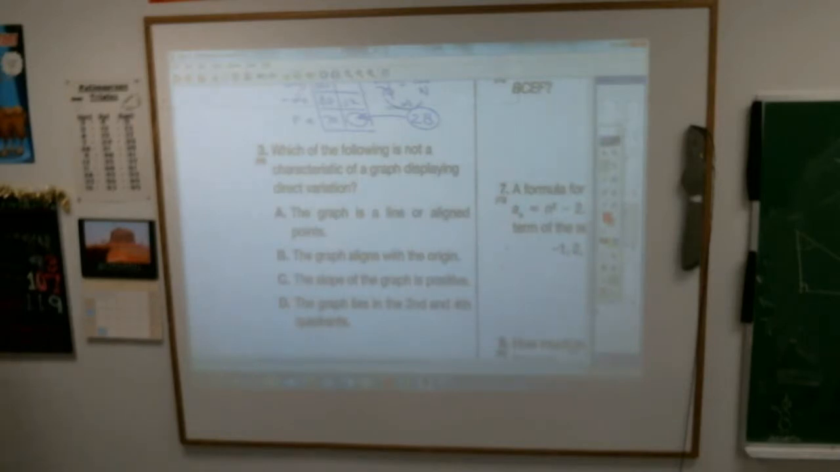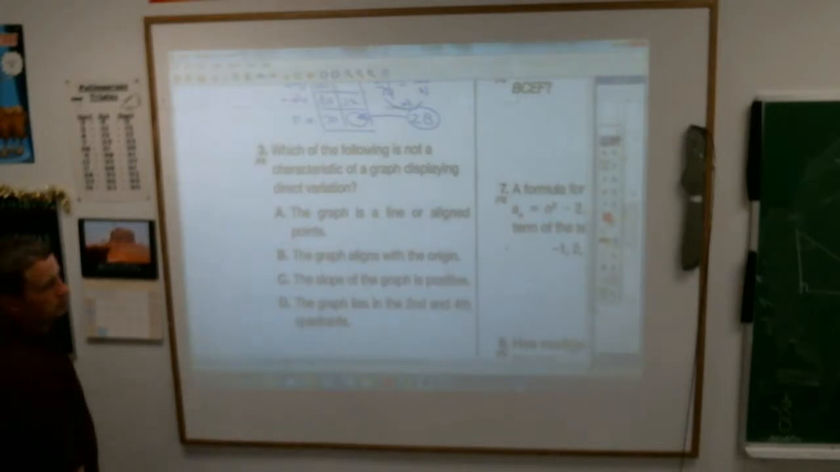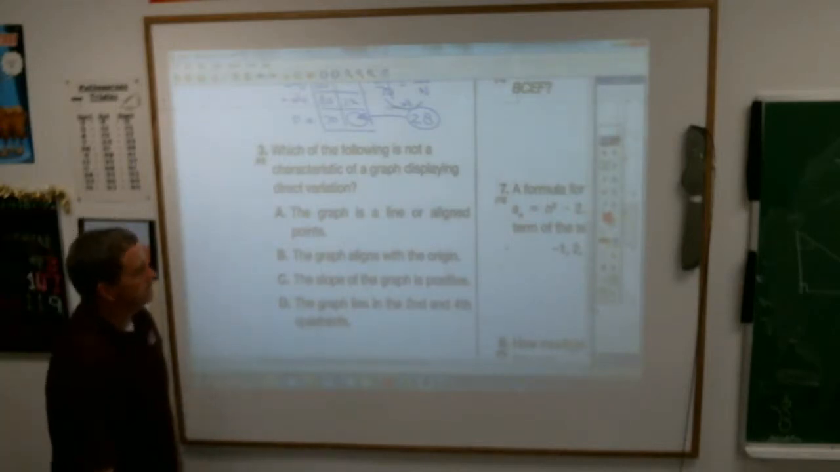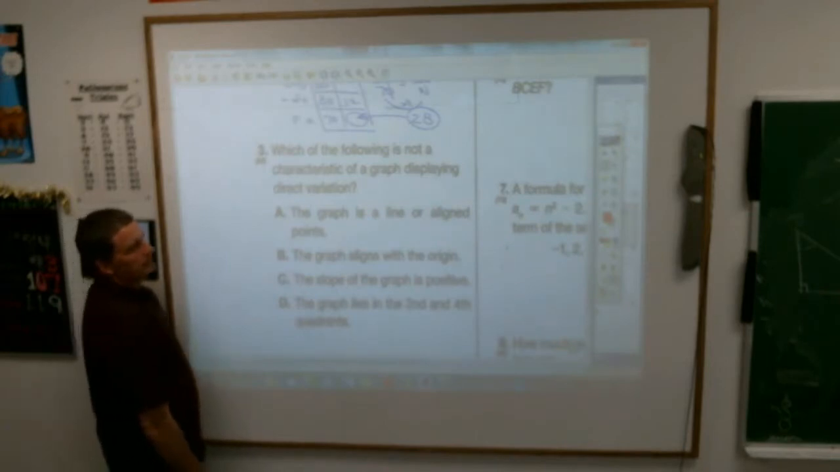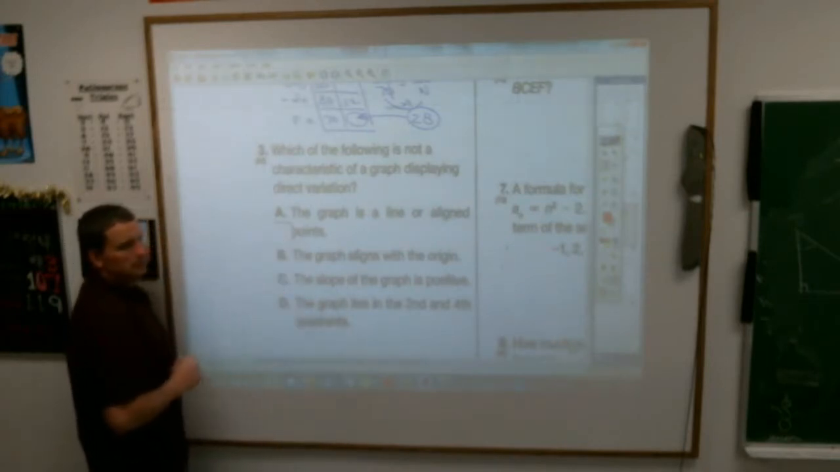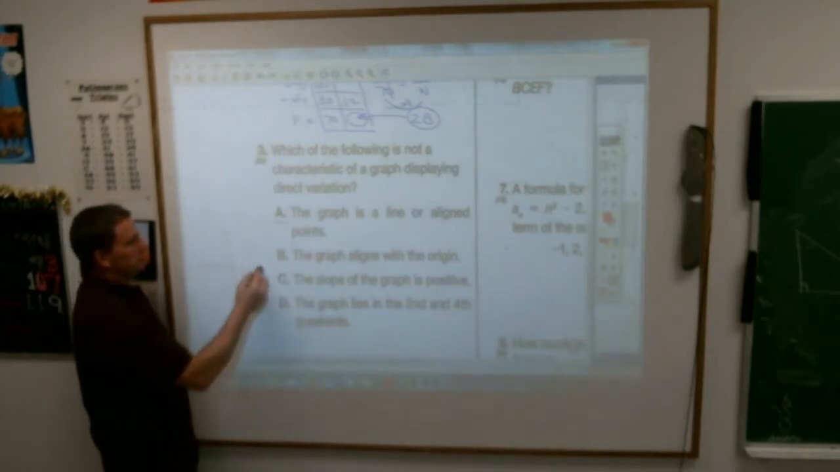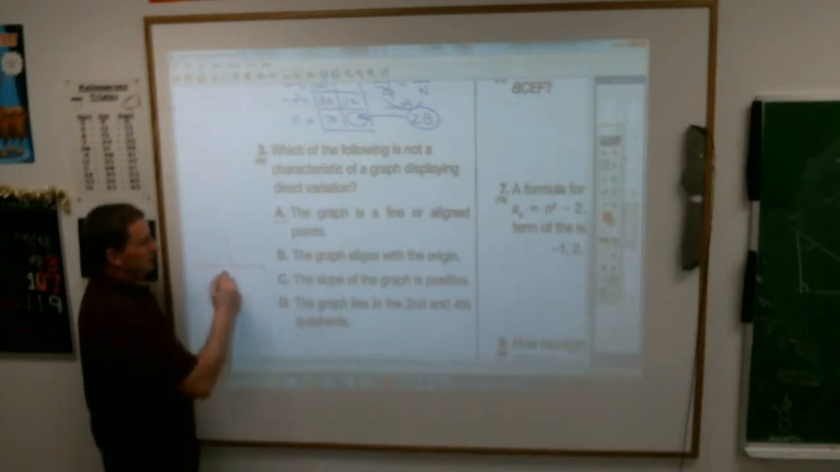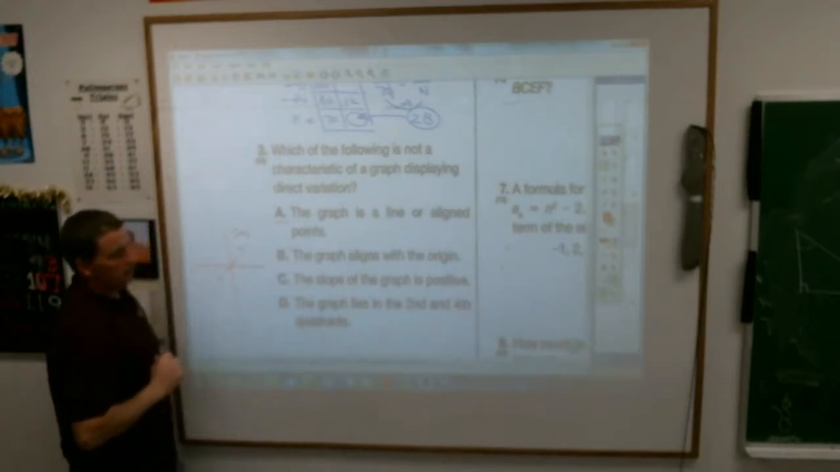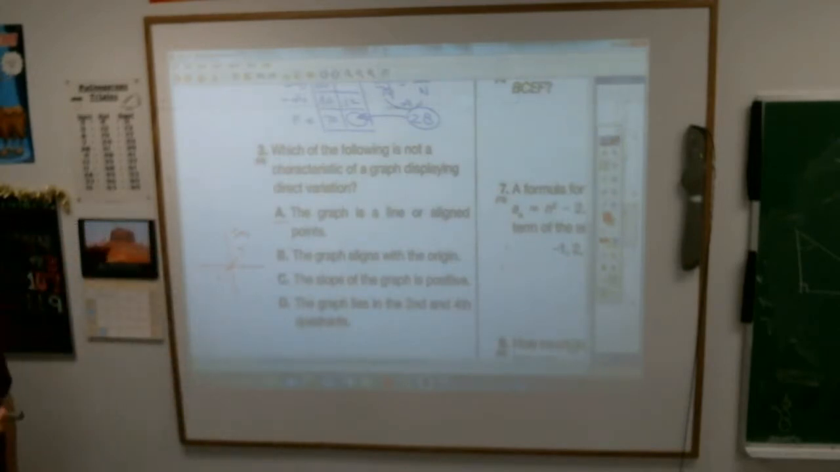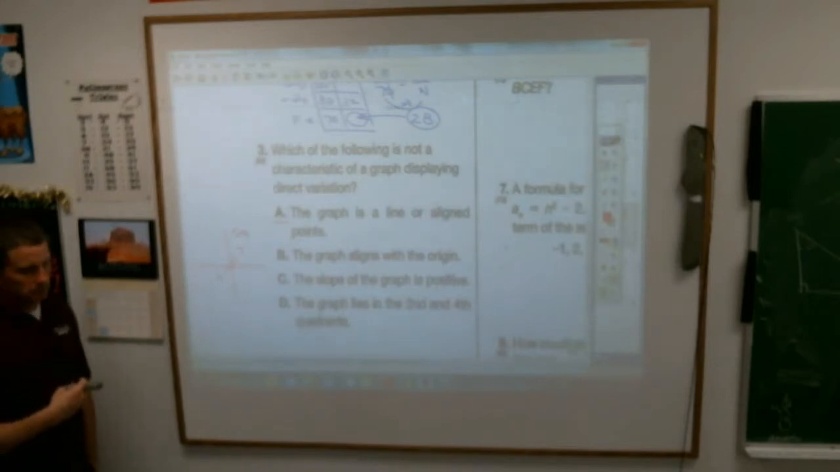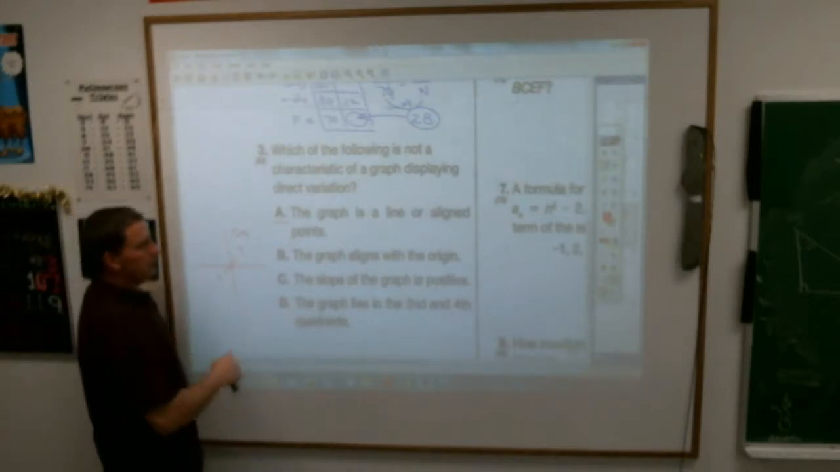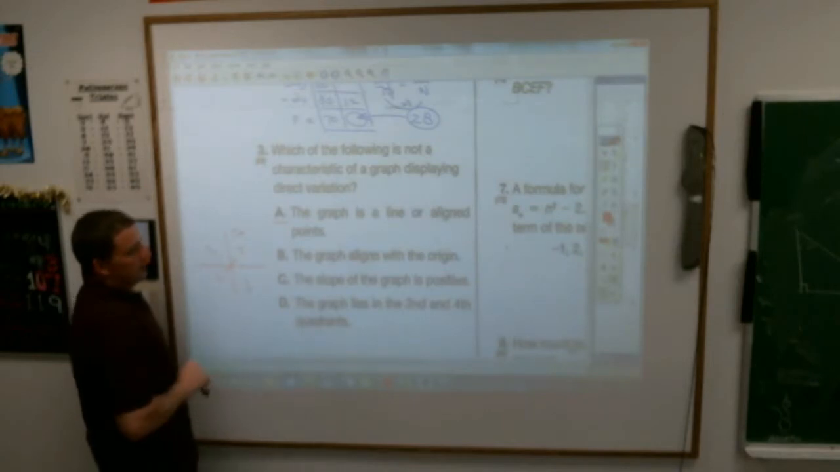Number 3, how do you know if something is direct variation, which really means proportional? Letter A, does proportion lines, if something is proportional, or direct variation means as one goes up, the other one goes up. It means, yes, it'll be a straight line. Does it have to be positive? No, it does not. Does it have to go in the second and fourth quadrants? Doesn't have to.